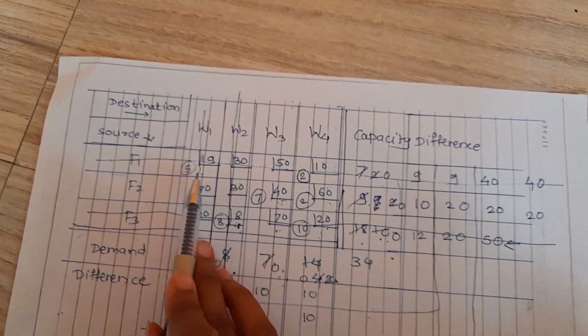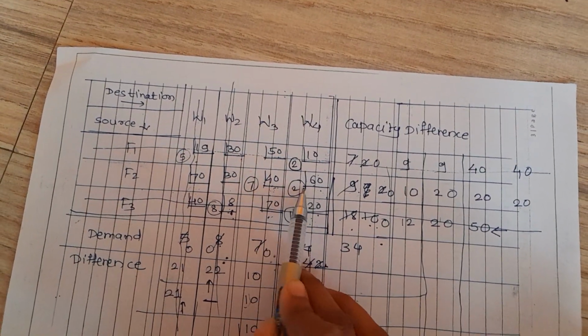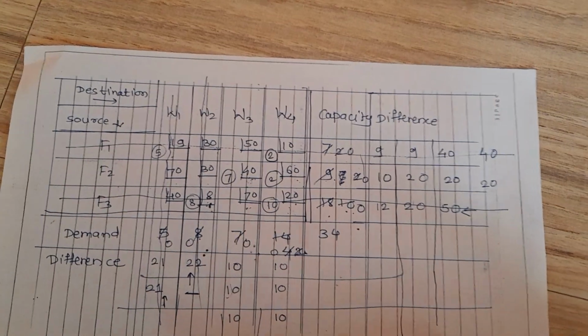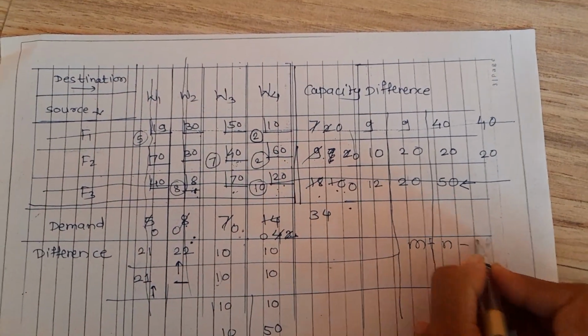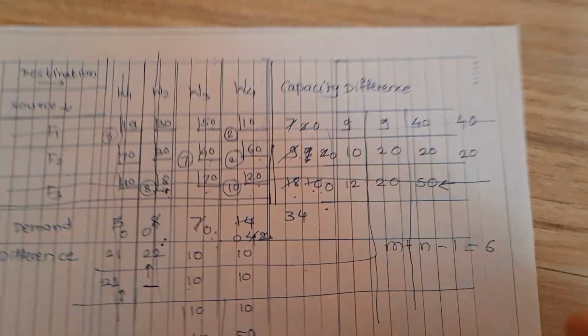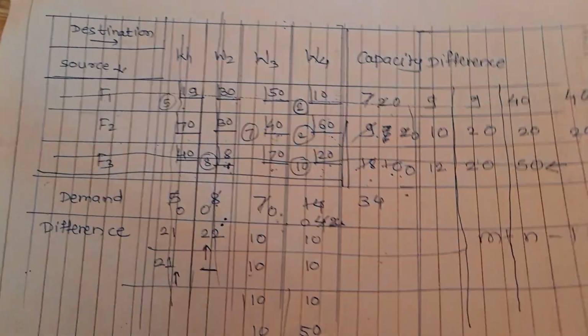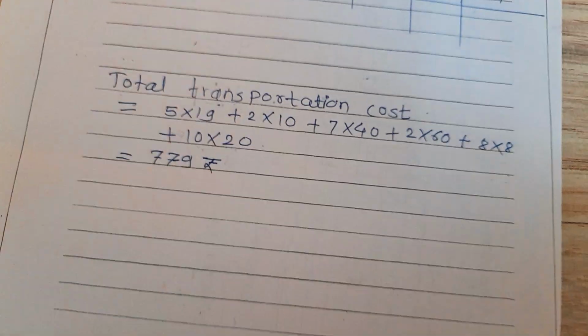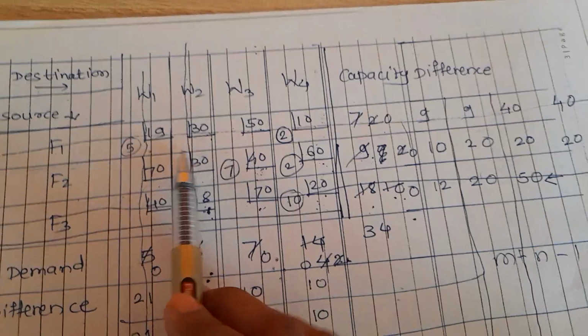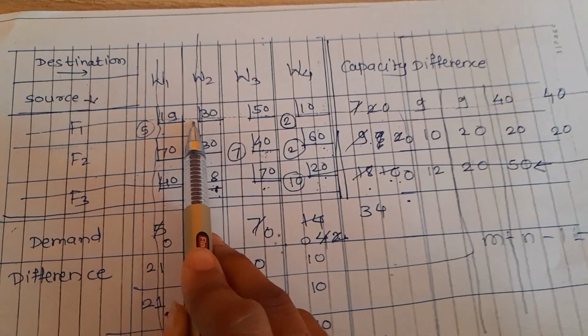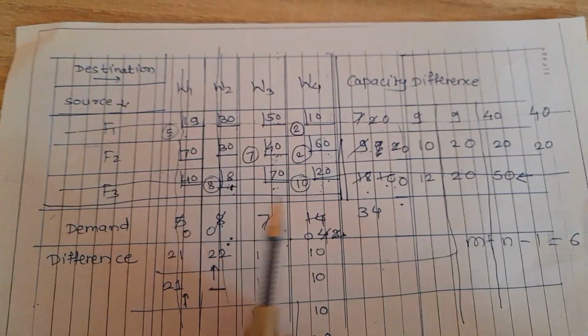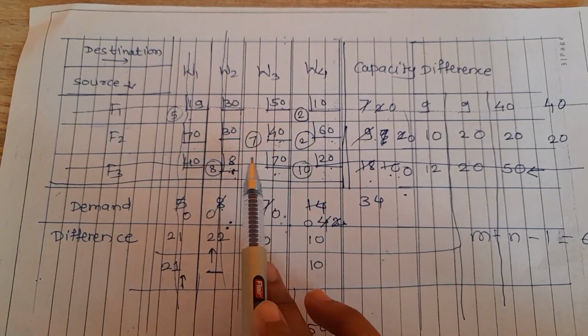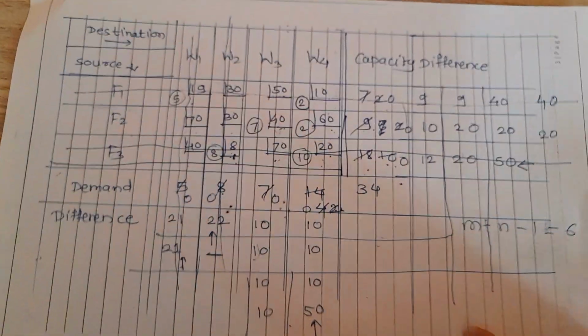Okay, and the number of allocations is 1, 2, 3, 4, 5 and 6. That is m plus n minus 1, so the number of allocations is 6. Therefore our values are correct. Now we can solve for the total transportation cost. How can we write it? Summation of all values: 5 into 19 plus 2 into 10 plus 7 into 40 plus 4 into 60 plus 8 into 8 plus 10 into 20.